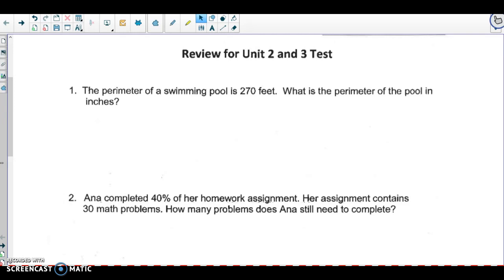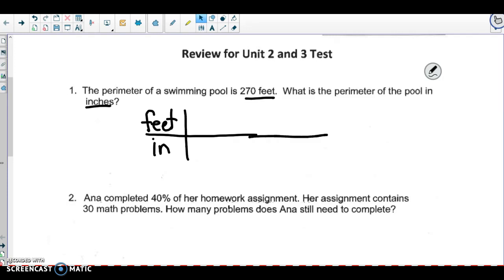So the first one, the perimeter of a swimming pool is 270 feet. What is the perimeter of the pool in inches? So basically, we're just changing feet to inches. So if I use my label, and I have feet and inches, and then I've got to use my handy dandy little star chart to figure out, or I might know it, but for 1 foot, there are 12 inches. And I'm trying to get to 270 feet. And we're saying how many inches is that going to be?